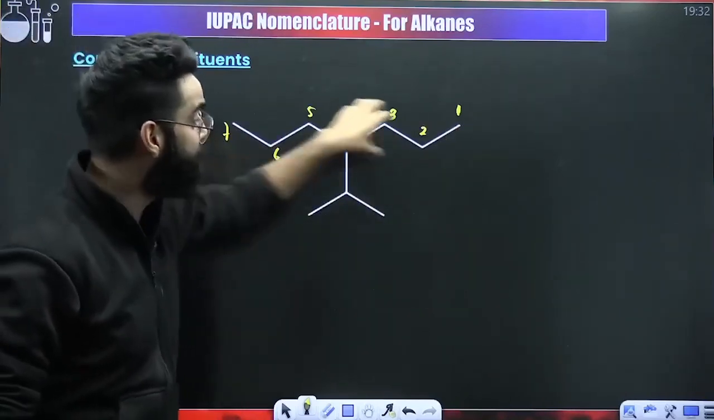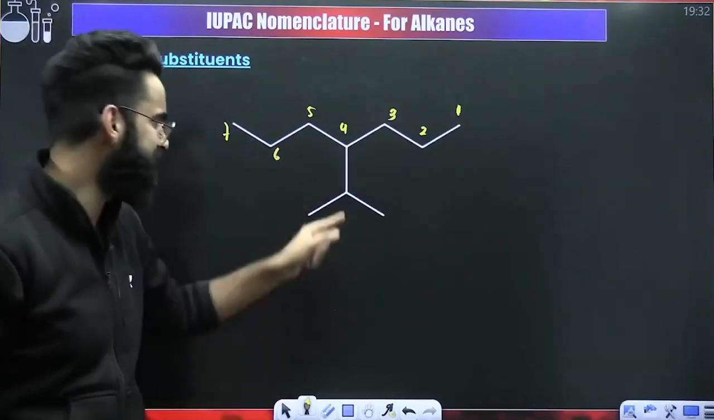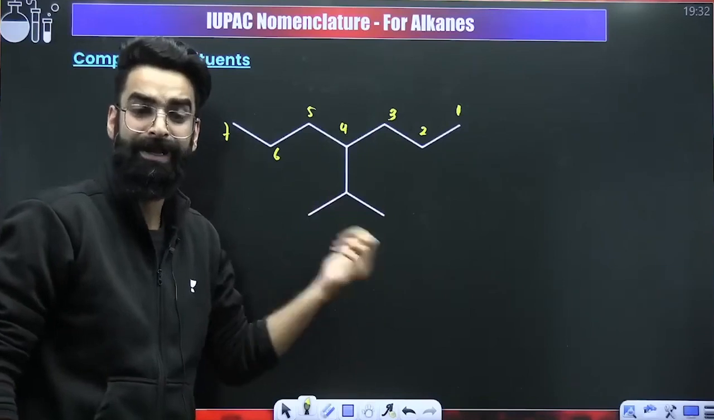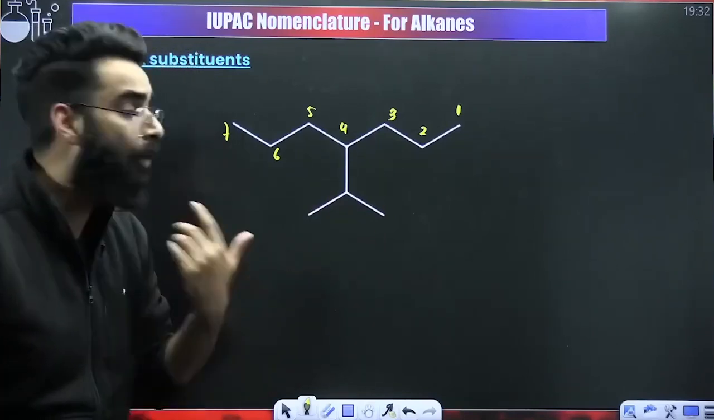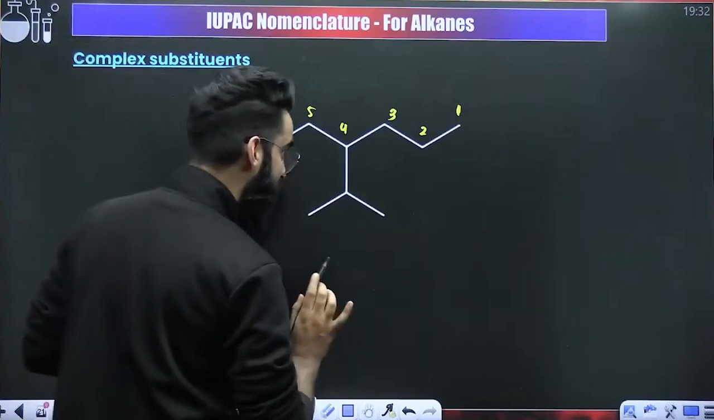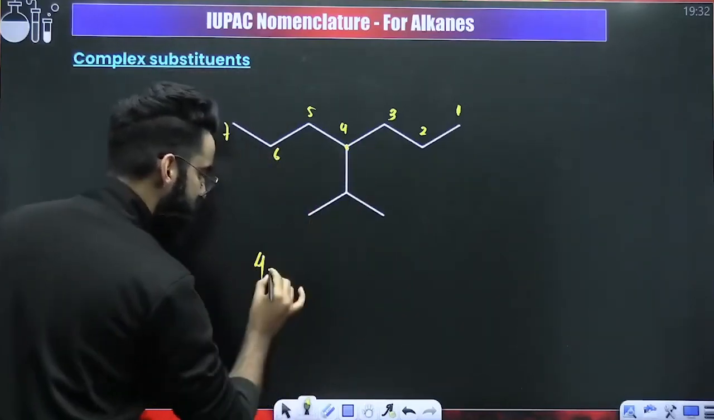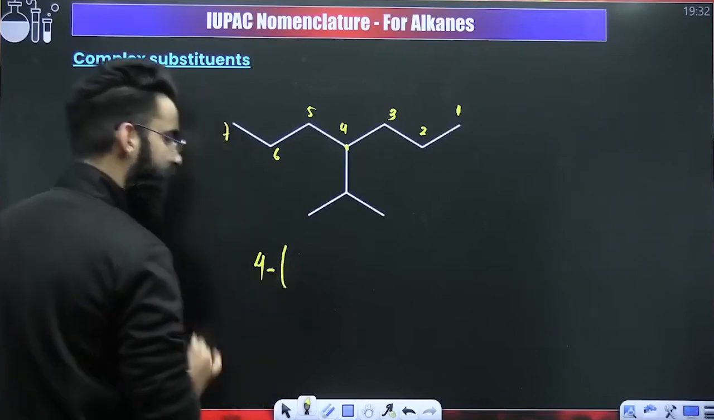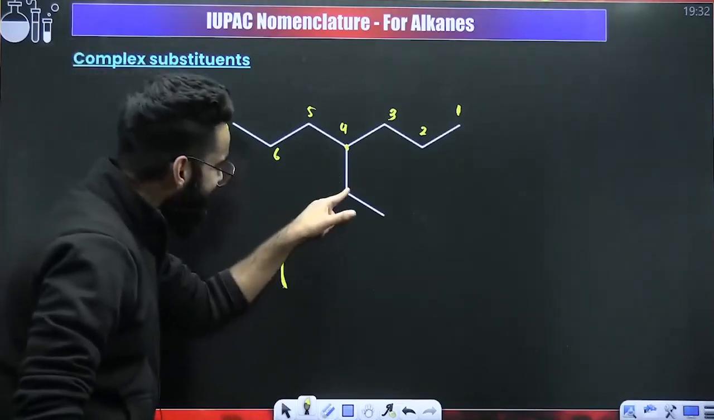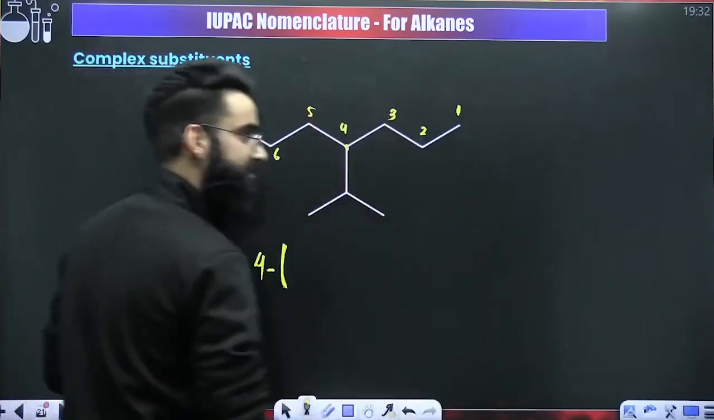Now, towards this main chain, a complex substituent is attached. This is not a simple substituent. This is not a methyl, not ethyl, not propyl. It's a complex substituent. How do we name a complex substituent? Try to understand. First of all, at carbon number 4, we have got a complex substituent. Now, first thing, I'll name this complex substituent. How exactly am I going to name it?